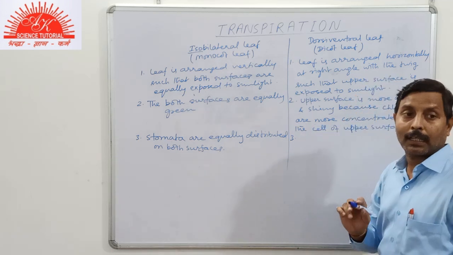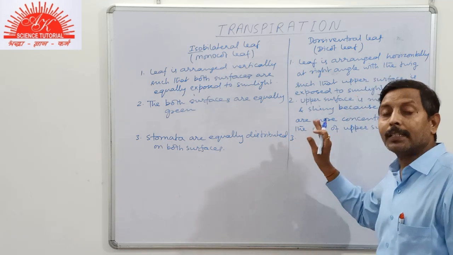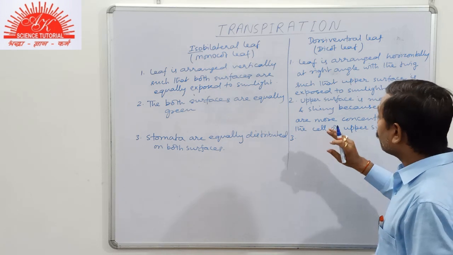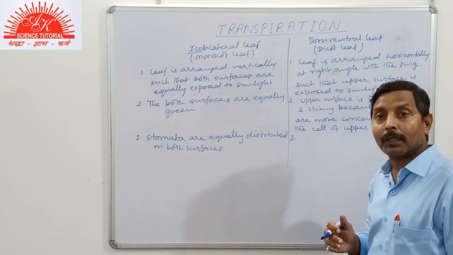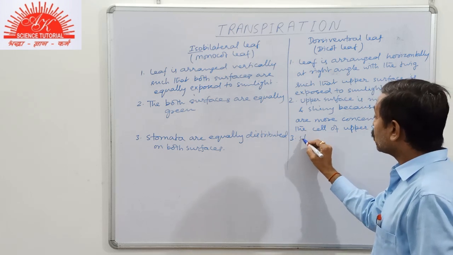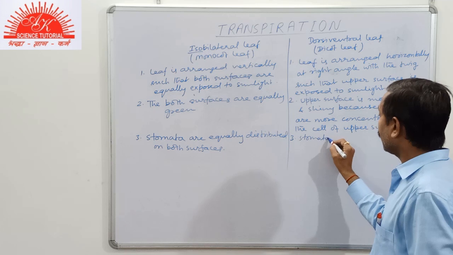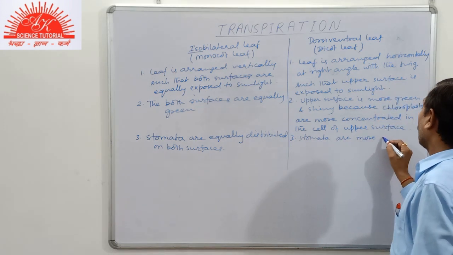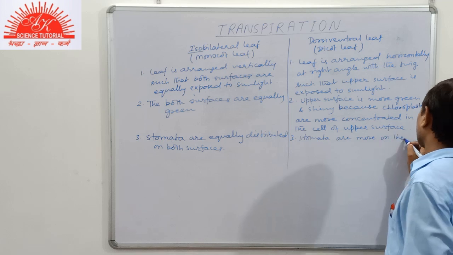But in this case the upper surface is more exposed to sunlight, so chloroplasts are mostly concentrated on the upper surface. As a result, here stomata are more on the lower surface.